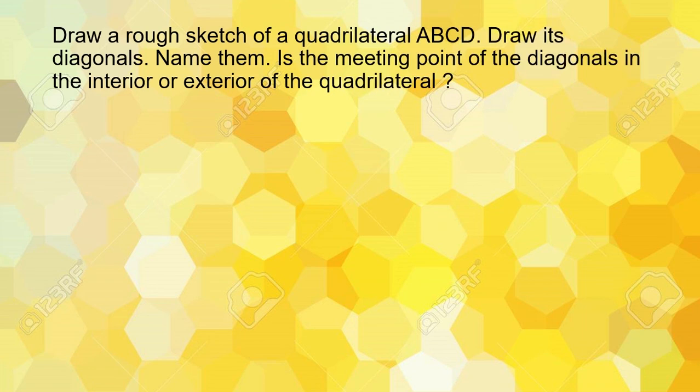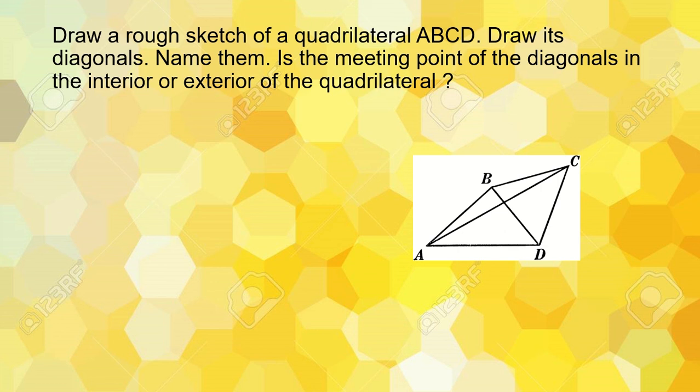Now we are discussing questions related to this. It is a question of the exercise. Draw a rough sketch of quadrilateral ABCD. Quadrilateral means a four-sided figure. You have to draw a rough sketch of this. Draw its diagonals. You know how to draw its diagonal? A diagonal is made just by joining the opposite vertices. You have to name the diagonals also. The next part of the question is: is the meeting point of the diagonals in the interior or the exterior of the quadrilateral?